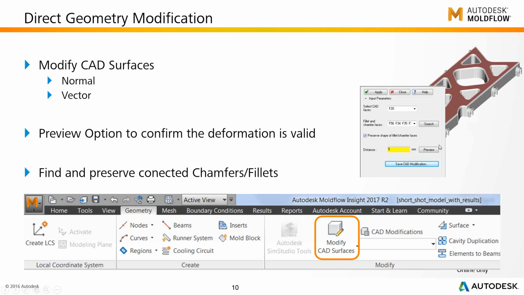We also have a preview mode, so before we actually apply the deformation, we can have a quick look and see if there's actually going to be a valid transformation, yes or no. Let's say you were to say, I want to move a face by 5 millimeters, and that would cause a clash with another surface. That would be an invalid transformation, so you would notice ahead of time before you start applying the deformation.